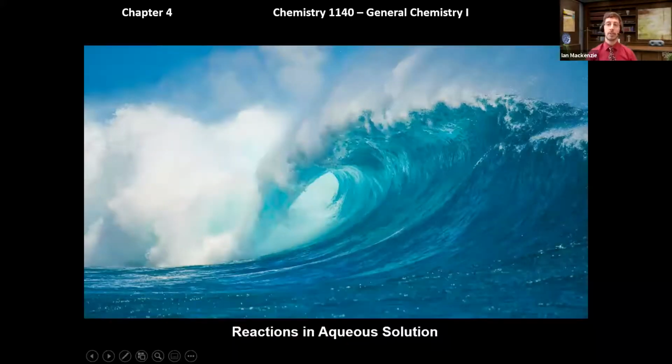Okay, so in chapter 2, we talked about ionic compounds and then naming, and in chapter 3, we talked about balancing chemical reactions and then using stoichiometry to keep track of mass in chemical reactions. Now in chapter 4, we're going to dive specifically into reactions that occur in water, known as aqueous solution. That's the term for solutions that are in water.